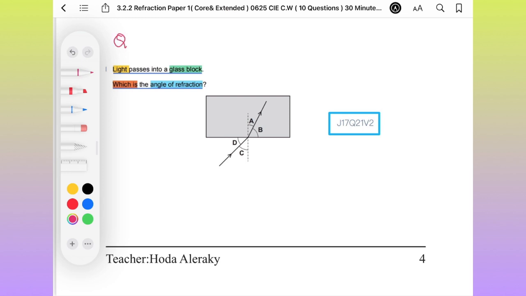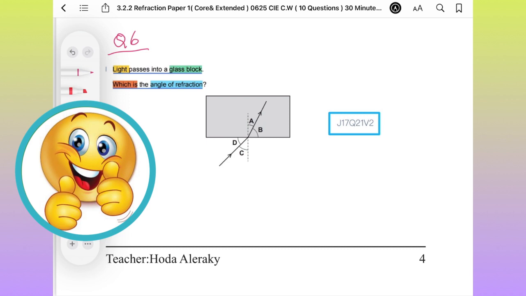Question number 6, we have light passes into a glass block, which is the angle of refraction. Okay, you have to follow the arrow. You have here the arrow, so incident ray. Here the arrow when it enters another medium, glass block. So here is the refracted ray.